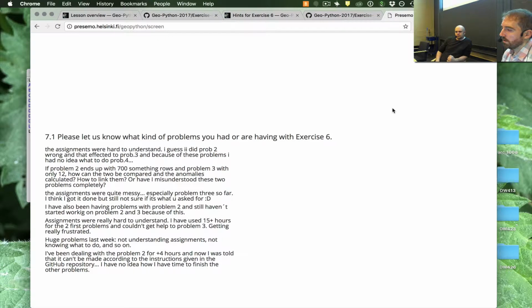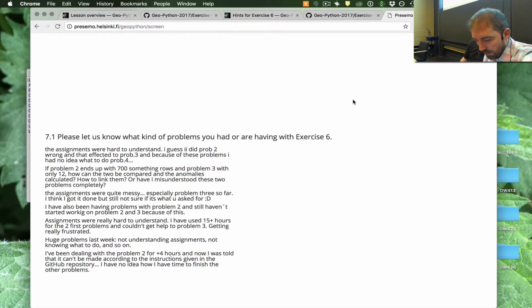And I guess there's one specific question here that we can address. I think there's already a hint about it. So there's the second one from above: if problem 2 ends up with 700 something rows and problem 3 with only 12, how can the two of those be compared? There is a hint, if we show it from here.